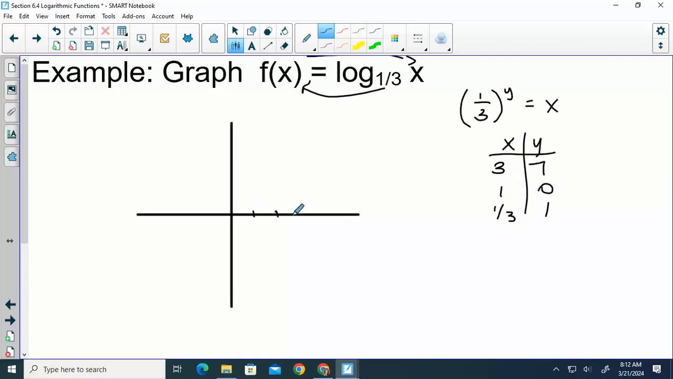So our points. 3, -1. Oops, I did not graph that correctly. 3, -1, 1, 0, and 1/3. If we look at this, we know it should have a vertical asymptote because an exponential had a horizontal. So it looks like that. Domain. Range. Okay.